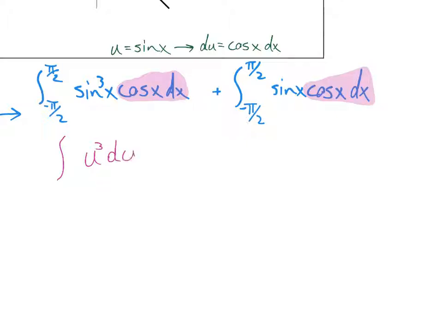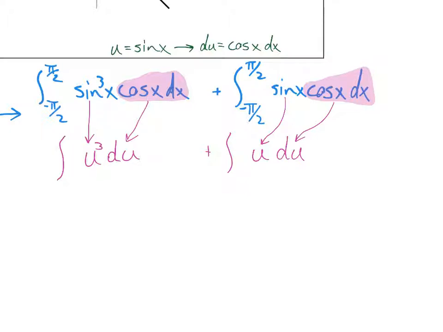du. And this is going to be the integral of u du. Okay? So again, the sine became a u, and the cosine x dx became du.